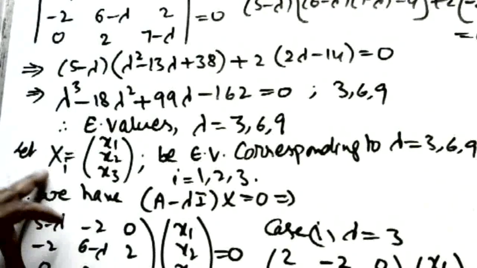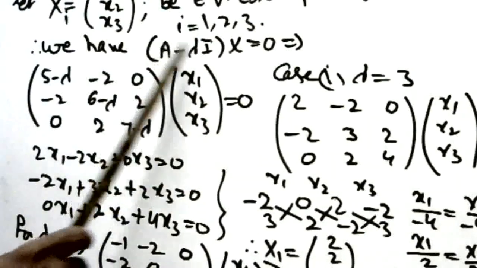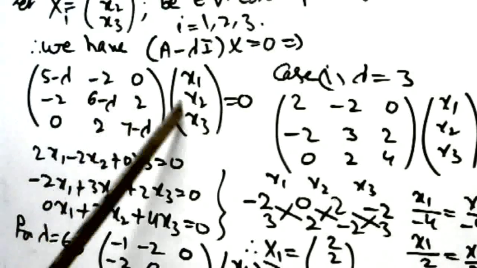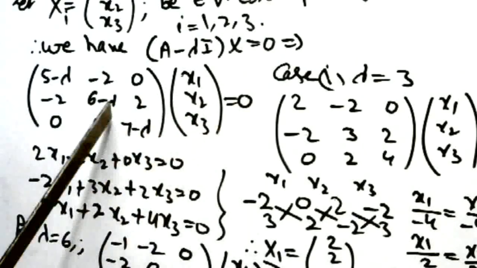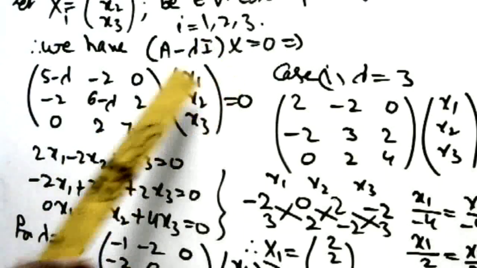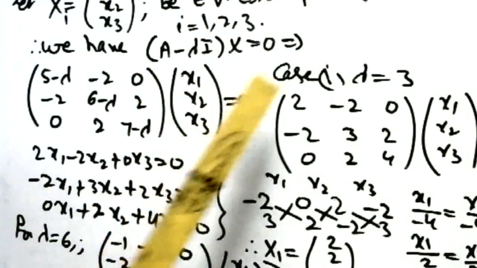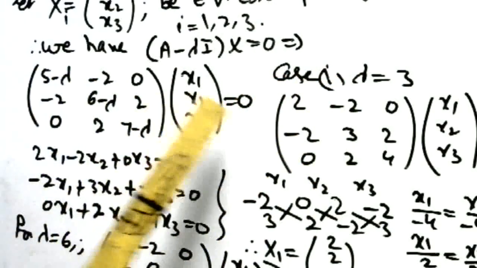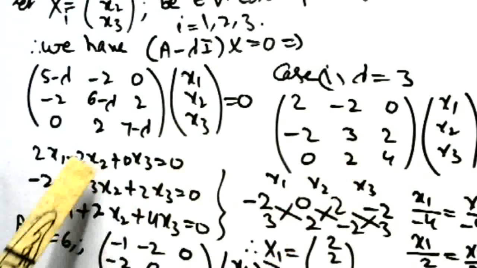Now, for the corresponding values, we have to take vectors x equals x1, x2, x3. We have to substitute in A minus lambda I into x. This is a very important step. A minus lambda I into x equals 0. A minus lambda I we already wrote. In the first case we will put lambda as 3, then 6, then 9. First, let me put lambda equals 3. So, 5 minus 3 will be 2, 6 minus 3 will be 3, 7 minus 3 will be 4.